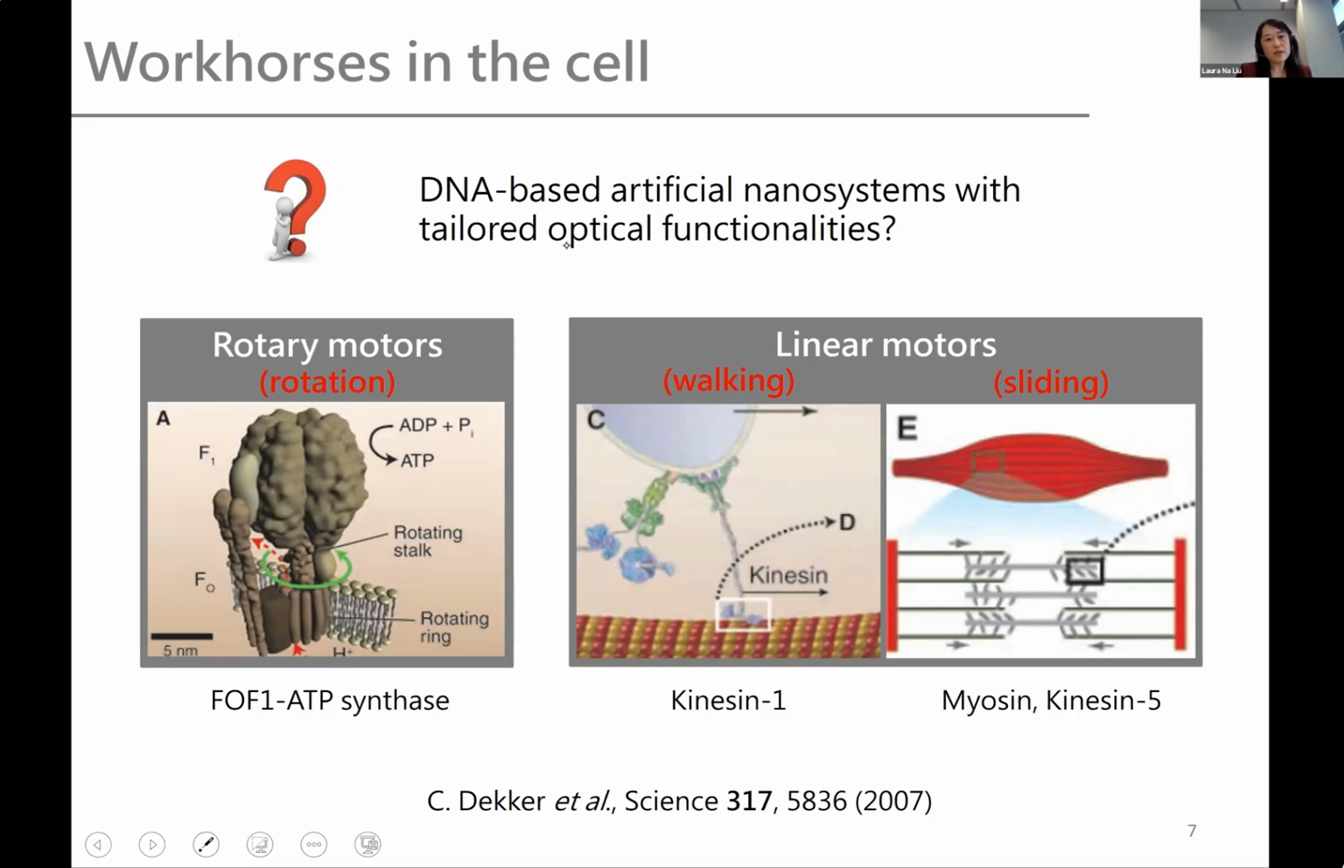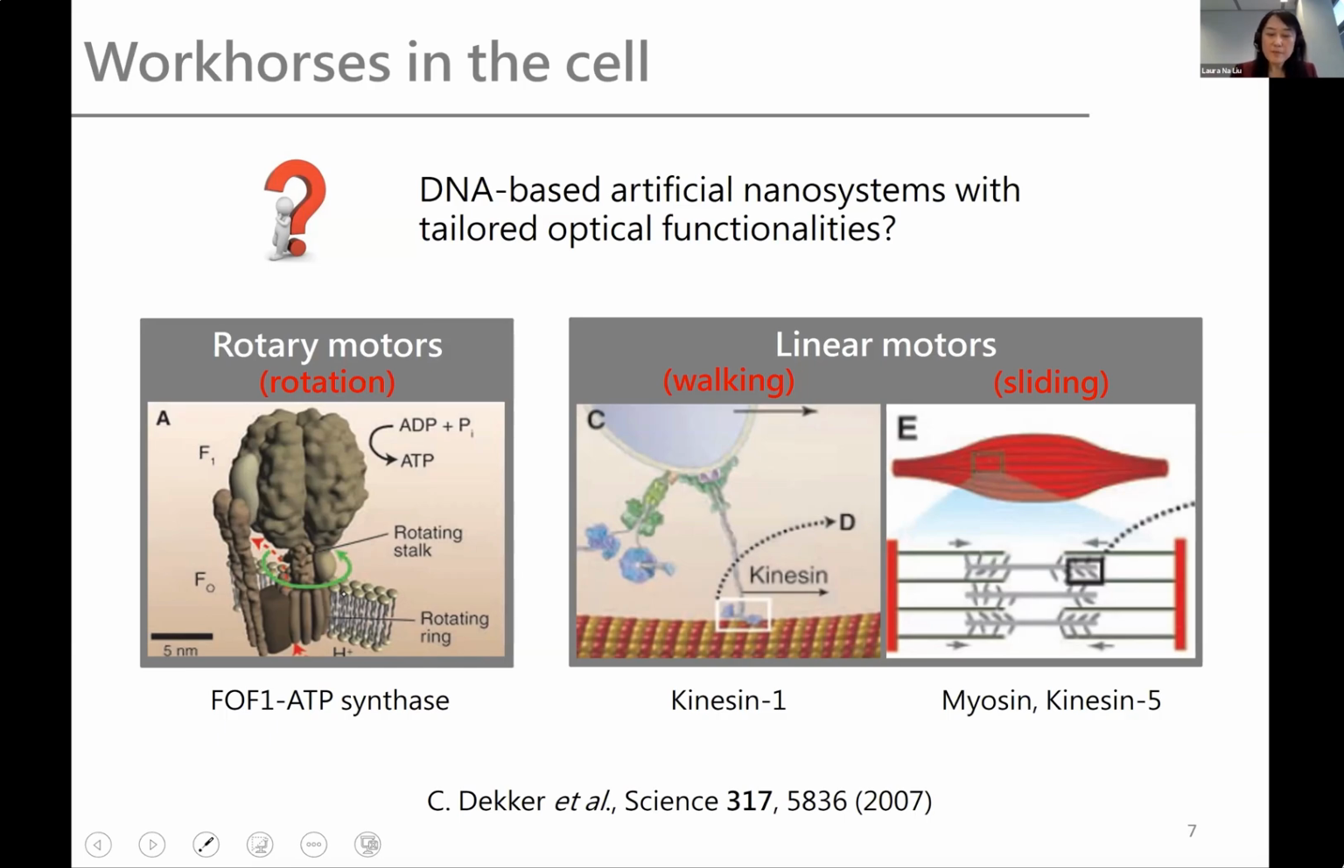If we look into living cells, there are many molecular motors which can perform very complex mechanical tasks. For instance, you see on the left this rotary motor, ATP synthase. It can perform a rotating motion, efficiently pumping protons against their electrochemical gradient. There are also linear motors, for instance kinesin 1, which can walk stepwise along microtubules and deliver proteins as cargoes for intracellular transport. There are also sliding motors. Myosin and kinesin 5 can slide along actin filaments and microtubules, respectively.